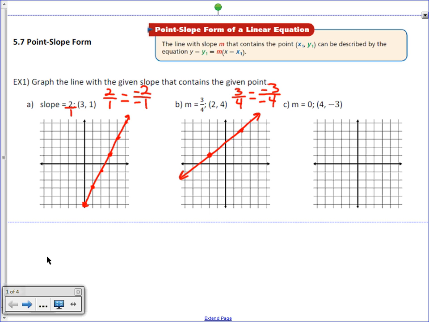Now, for C, I want to start by plotting the point again. I'm going to go right 1, 2, 3, 4, down to a negative 3. Put your dot. Now my slope is 0. This is a special case. Remember from last chapter, or the last test actually, same chapter, last test. The special slopes are 0 and undefined.